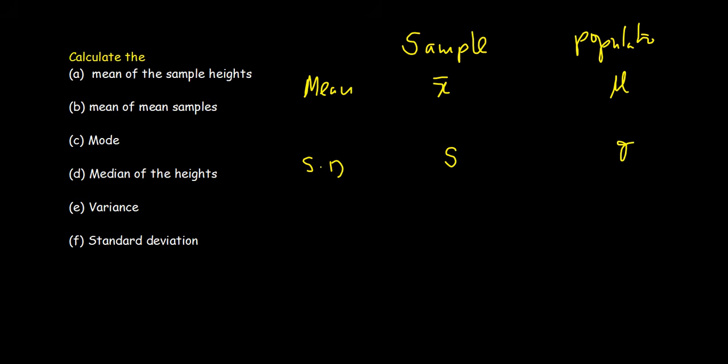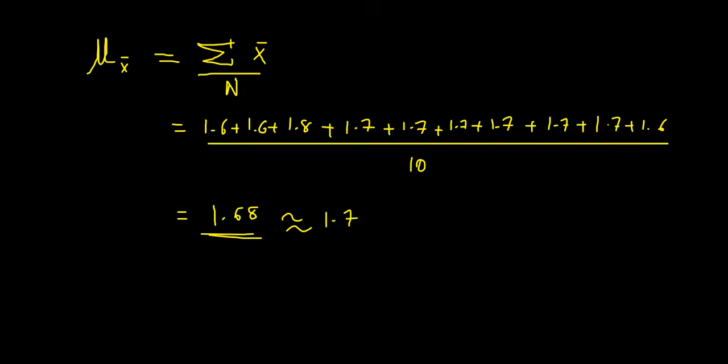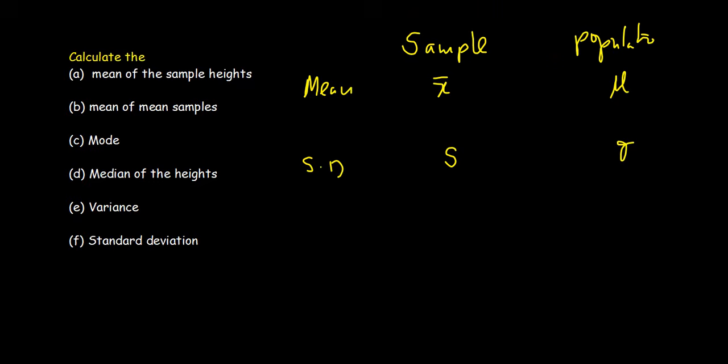The next question is asking us to find the mode. What is the definition of the mode? Mode is the number of highest frequency. So which number can you see is having the highest frequency? If you just look at the means, 1.7 appears a lot. So 1.7 has got the highest frequency. It's appearing more times. Therefore, the mode is going to be 1.7.